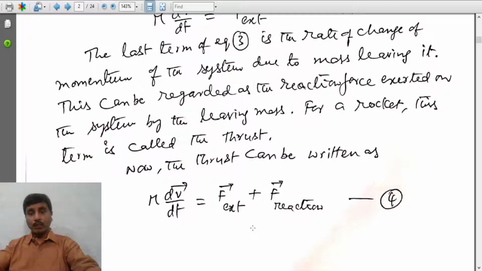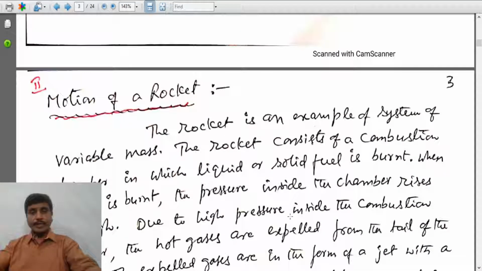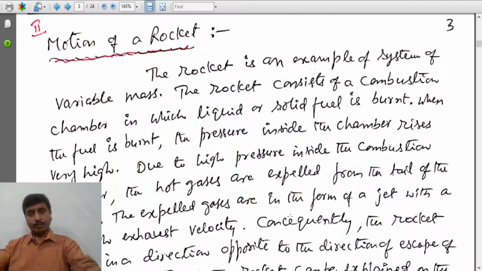Now the thrust can be written as m into dv bar over dt is equal to F bar external plus F bar reaction. This F bar reaction is called thrust. Now the second topic is motion of a rocket. This is an example of variable mass system. The rocket is an example of system of variable mass.